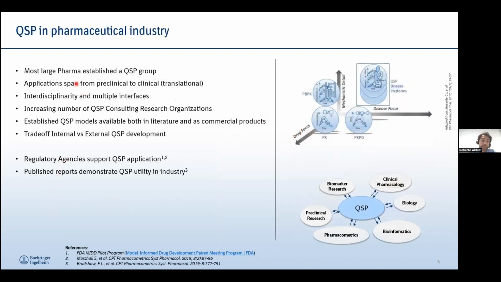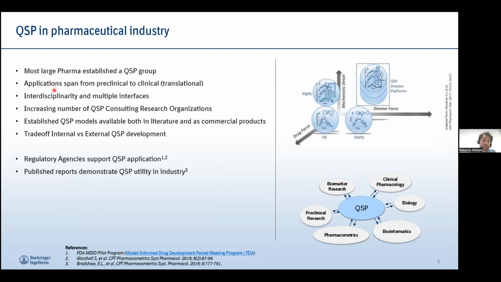Now, what is the status of QSP in the pharmaceutical industry? I mentioned this is a relatively young discipline, but it has still been able to make quite a bit of impact, both in academia and also in industry. Most large pharmaceutical companies have a QSP group. A mid-sized pharmaceutical company may have a small QSP group internally, or may outsource the activity to a number of CROs, contract research organizations, that are available for this type of activity.